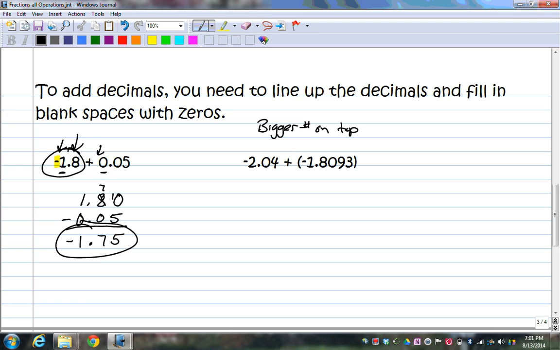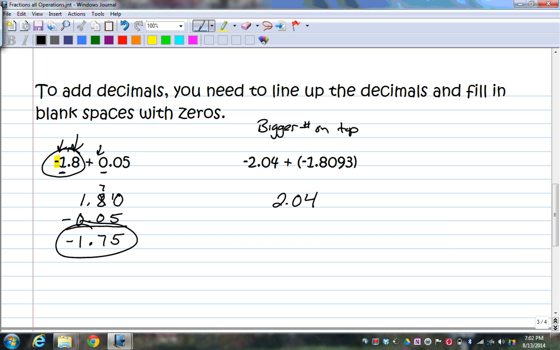For the next one, the bigger number on top. Go ahead and try this problem on your own, okay? Pause the video and try it. Did you actually pause the video? I hope you did. All right, if you did, you would hopefully realize that 2.04 is a larger number than 1 point something, okay?